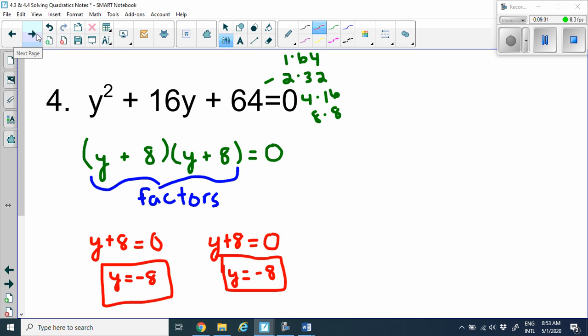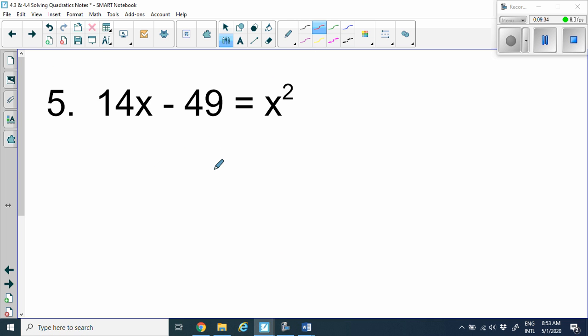Okay, let's go ahead and try example 5. Okay, now notice here we do not have our quadratic equation equal to 0. So that is our first step to do. Move things over to make it equal to 0. Now whenever we want to set it equal to 0, we always want to keep our x squared positive, okay? So we're going to put it down here so we know that's a step. So set equal to 0.